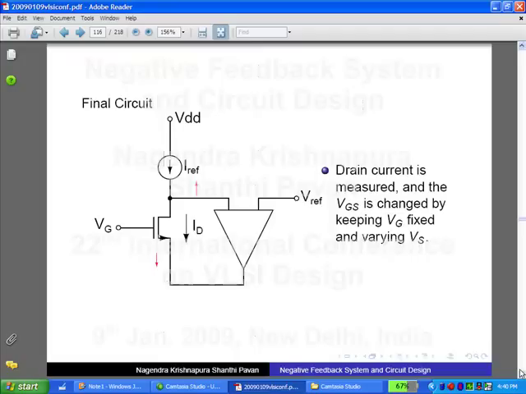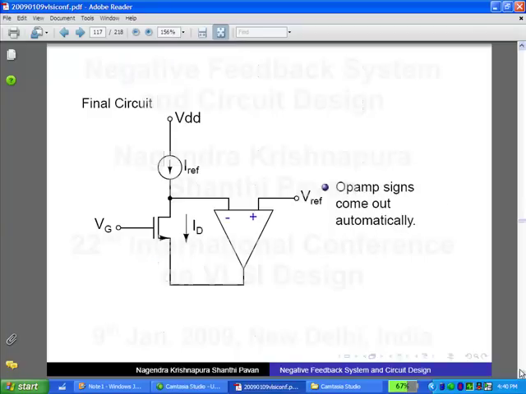And what are the signs of the op amp? This is negative or positive? It must be negative, because if this goes up, this must come down, right? And you can see therefore that you can synthesize the stuff. There is no confusion regarding the signs. It's obvious what the signs must be.